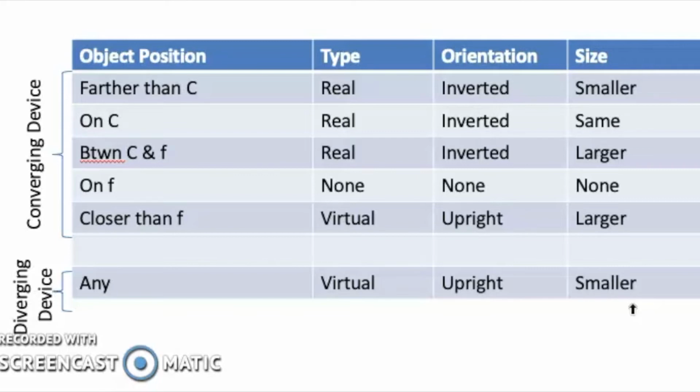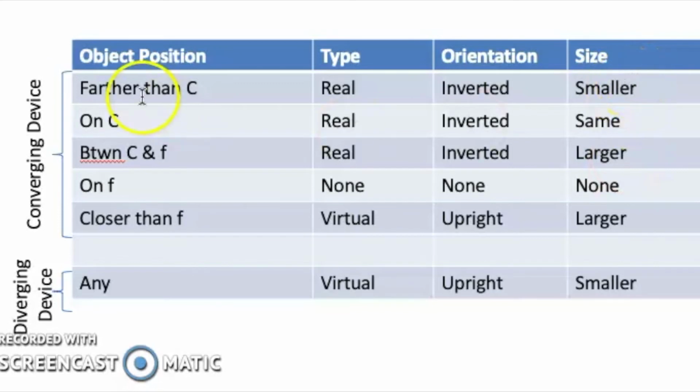Where it gets tricky is your converging devices. This is your convex lens or your concave mirror. Because if you're far enough away from the object, you get a real image, but putting an object close to the device makes a virtual image. So the pattern here is it goes from real to none to virtual. Real is always inverted, virtual is always upright. But when you're on top of the focal point, no image occurs because the principal rays are parallel to each other. You're not making a distinct image of light.